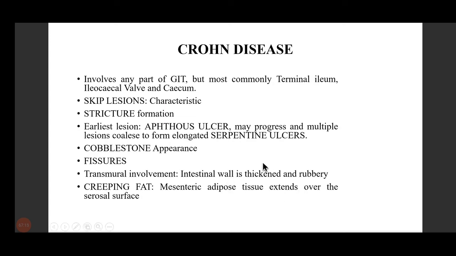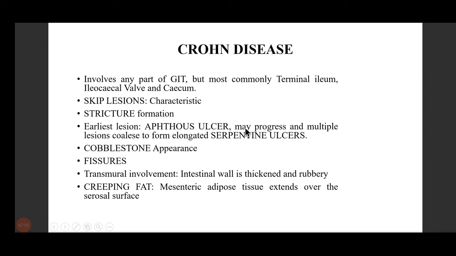Then Crohn's disease, a few words about Crohn's. It basically involves any part of the GIT, but most commonly it involves the terminal ileum, ileocecal valve, and cecum. Skip lesions are more commonly seen in Crohn's and diffuse in ulcerative colitis. Strictures are formed because there is transmural inflammation, involving the whole wall of the colon. So strictures are more common in Crohn's disease.